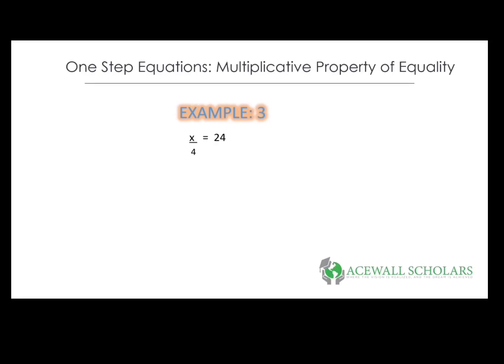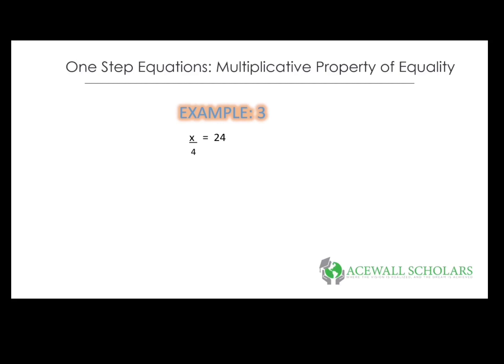Let's move on to example 3. Here we have x divided by 4 equals 24. So we're still using the multiplicative property of equality, but we're going to attack this in a slightly different way. Now, let's look at this problem. What is going on between x and 4? Well, x is being divided by 4.